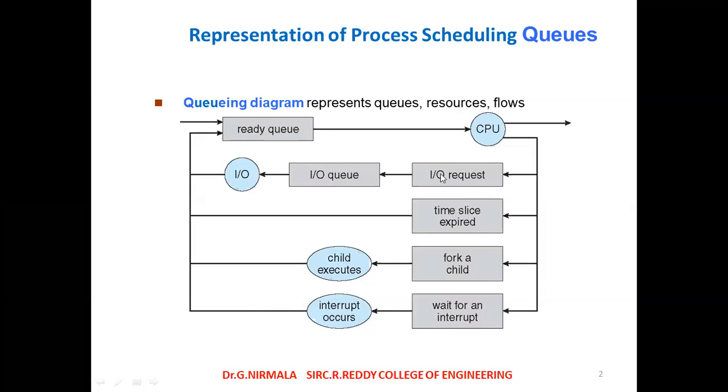These are the two queues I have shown here. The job queue's purpose is to select all the programs available from the disk, the secondary storage device. From that it will collect all the programs and place them into the job queue. That is the purpose of a job queue. The ready queue is used to get the processes from the job queue and place them into main memory, waiting for the chance of getting the CPU.